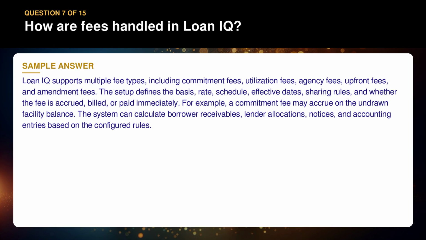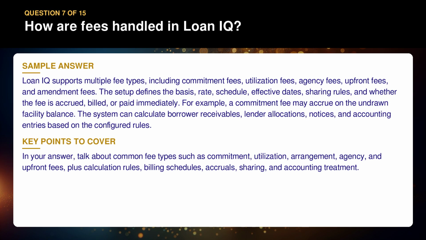The system can calculate borrower receivables, lender allocations, notices, and accounting entries based on the configured rules. In your answer, talk about common fee types such as commitment, utilization, arrangement, agency, and upfront fees, plus calculation rules, billing schedules, accruals, sharing, and accounting treatment.